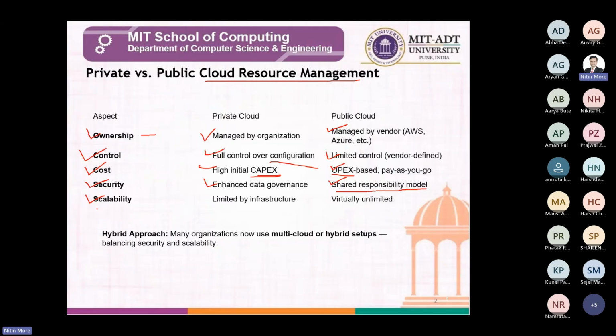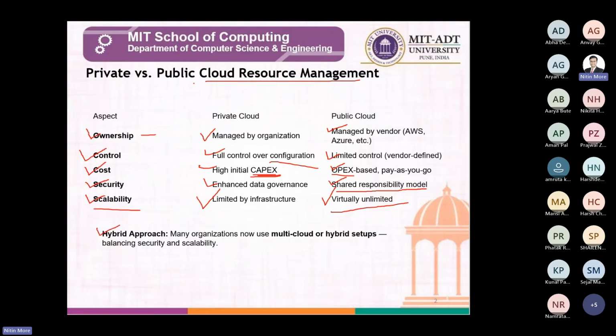Talking about scalability, resource management in private cloud is limited by infrastructure because the organization is going to invest high capital, so it is limited by infrastructure. With the public cloud, it is virtually unlimited, right? As we are using these resources over the internet virtually, we can have unlimited access to that. So we require a hybrid approach, which will give us the benefit of both.